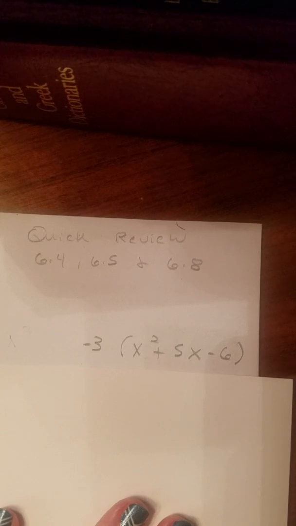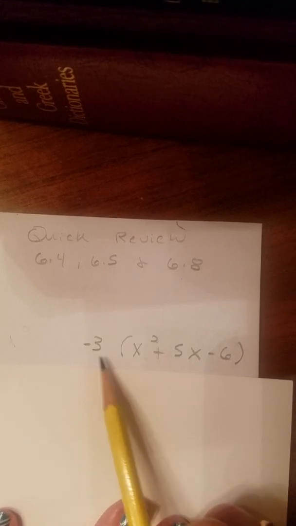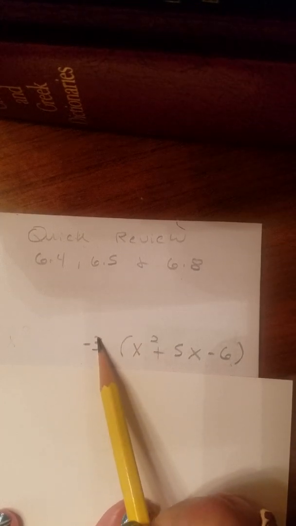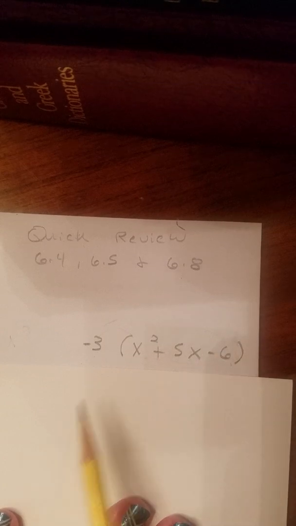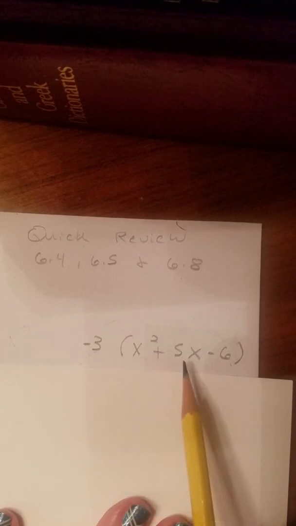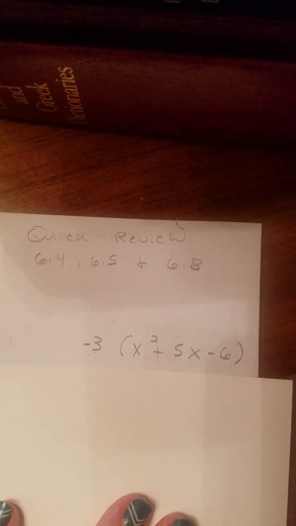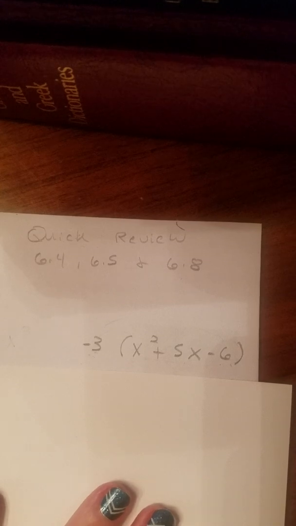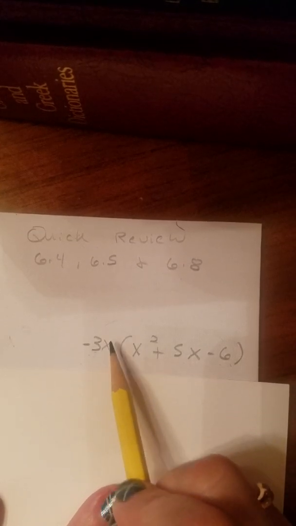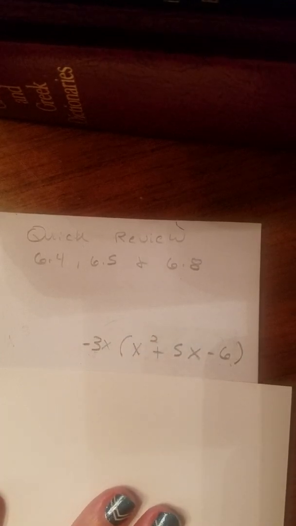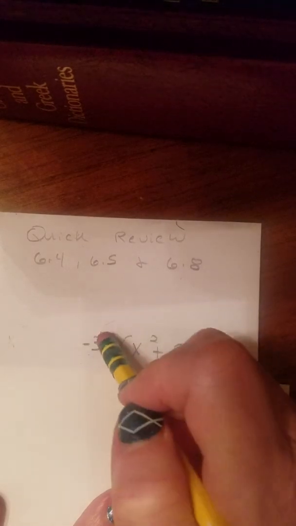For example, here, if I had a monomial times a trinomial, okay? So it doesn't matter. On this one, you would distribute. This you've seen before. You would distribute that negative 3. Negative 3 times x squared, you get negative 3x squared. Negative 3 times 5x gives you negative 15x. Negative 3 times negative 6 gives you a positive 18. So in that sense, it doesn't matter. This could be 3x. Again, you're still going to distribute, and you're just going to remember your product rules and power rules as far as exponents go.